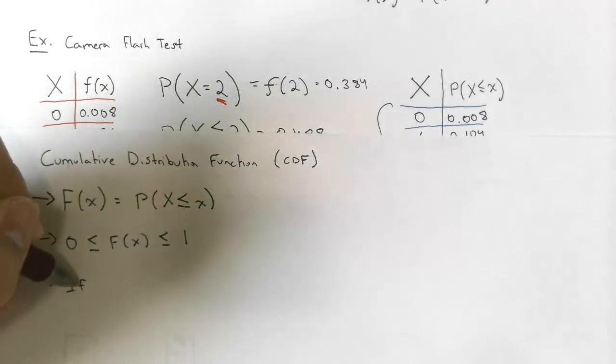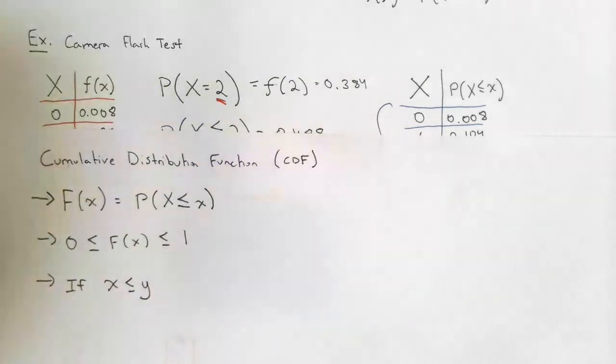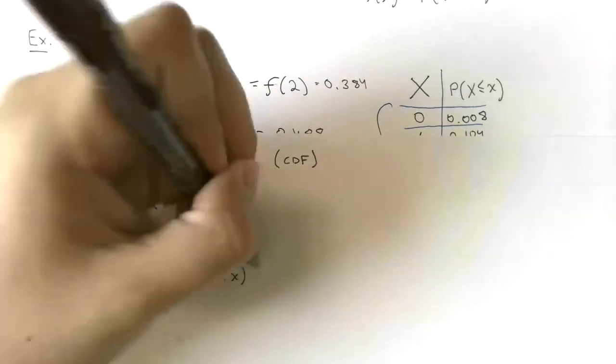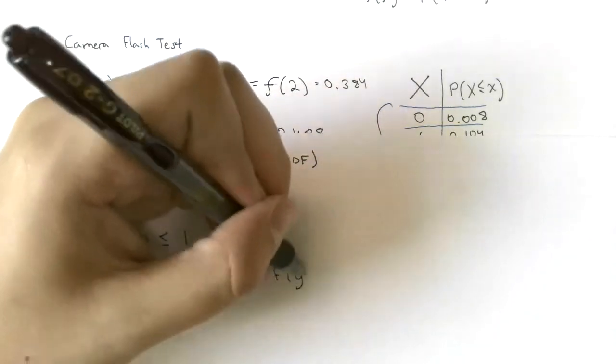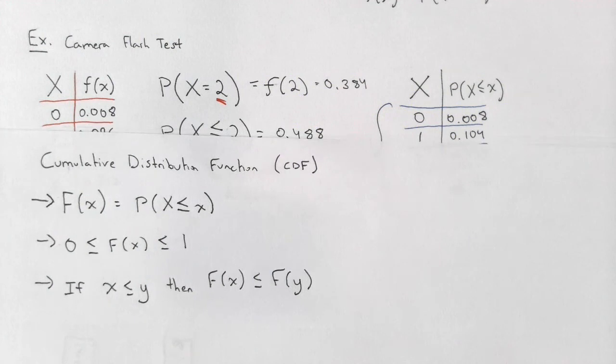We know that if some value x is less than or equal to some other outcome y, then the cumulative distribution function of x also has to be less than or equal to the cumulative distribution function of y, right? Because if one number is smaller and it's cumulative, then the probability of y has to include the probability of x within it. So y can be greater than or maybe even equal to x. So that's the idea behind a cumulative distribution function.